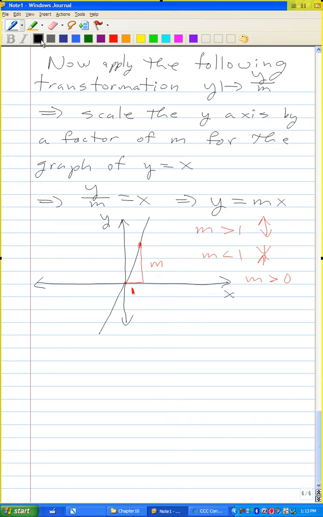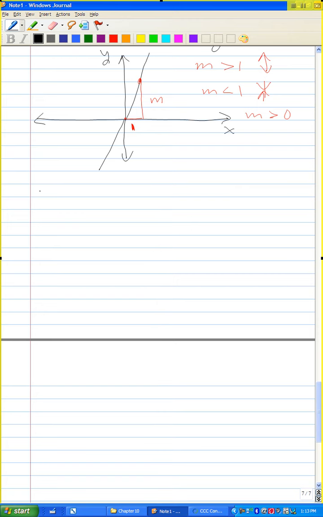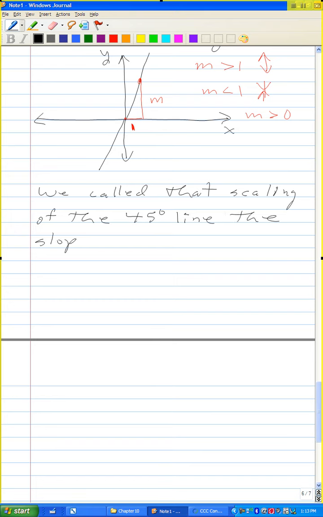And so back in chapter 3, I guess, we called that scaling of the 45 degree line the slope of the line. And so m, the slope of the line.